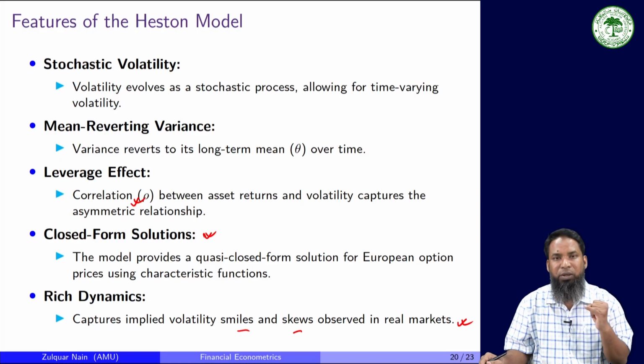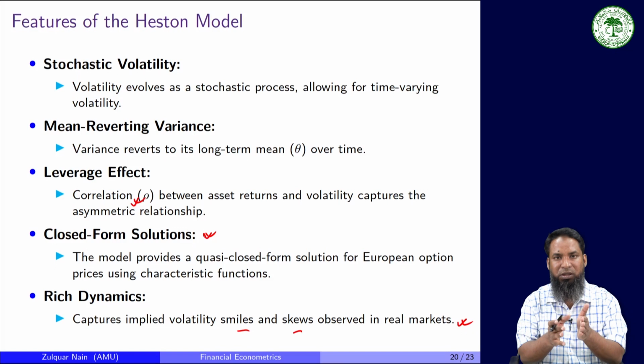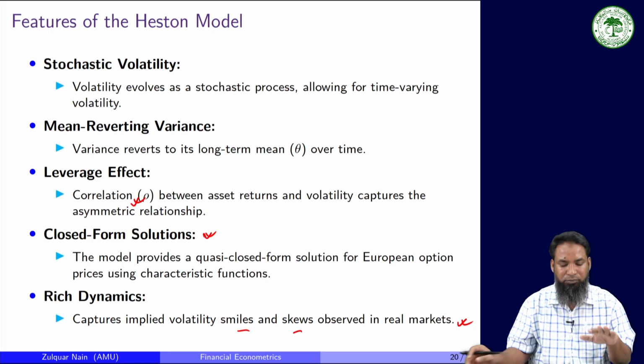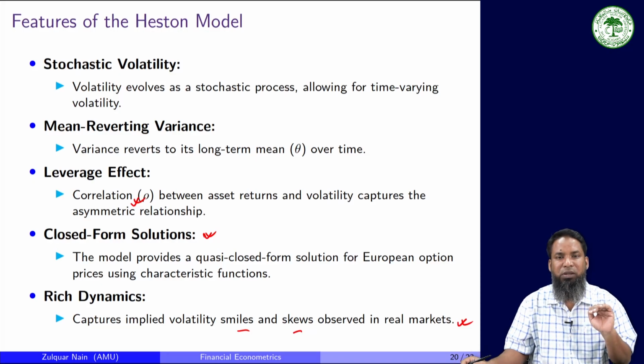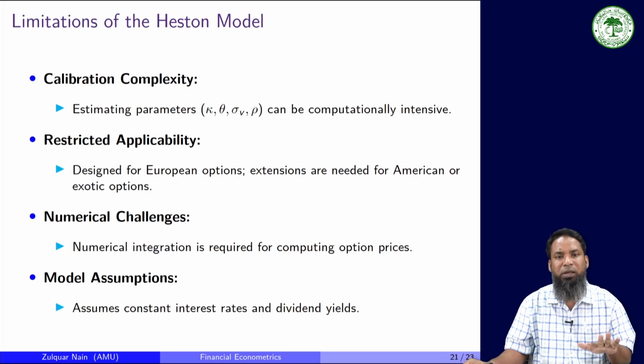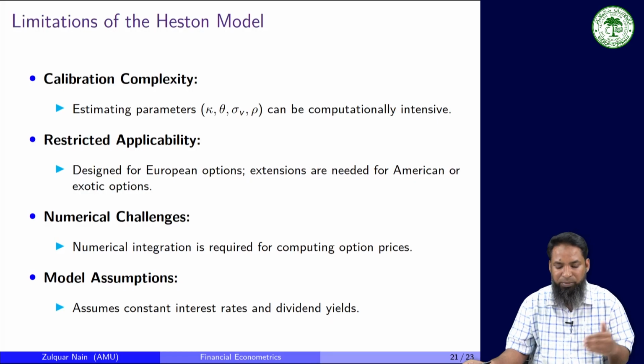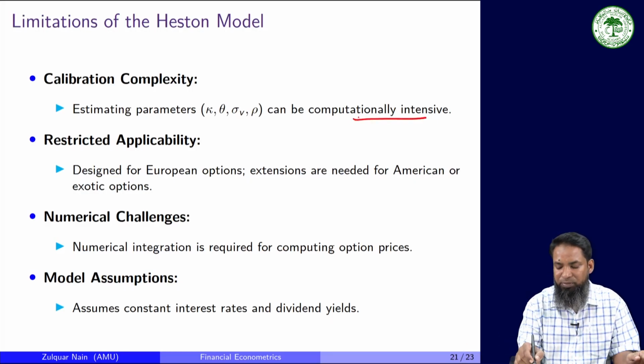So it is able to capture the various dynamics of volatility which we observe in the financial market. For example, it is able to model stochastic volatility. It is also able to capture the mean reverting variance, that is, in the long term it reverts towards the long term average. It also captures the leverage effect, and we have closed form solutions. So these are the features of the Heston model. However, it is a very computationally intensive model, so estimating these parameters can be computationally intensive.